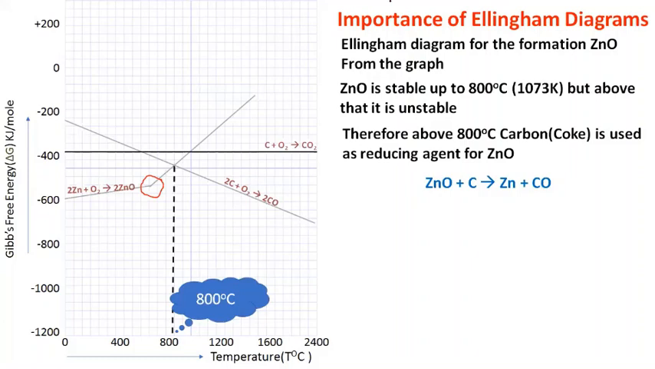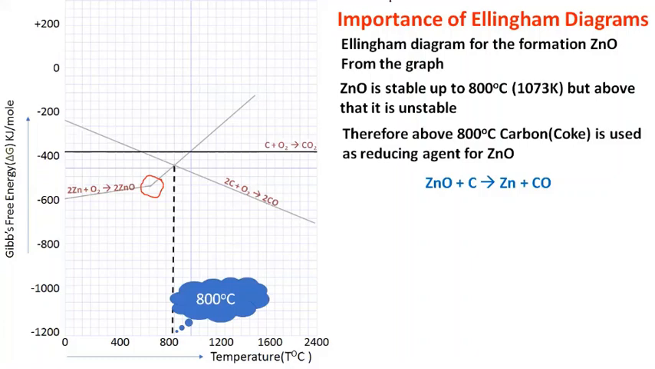So this is the Ellingham diagram for the formation of zinc oxide. From the graph, it is clearly evident that there is a sharp curve, that is due to the phase transition. That is to say that solid phase is converted into vapor phase, due to which we can see a sharp curve in the graph.